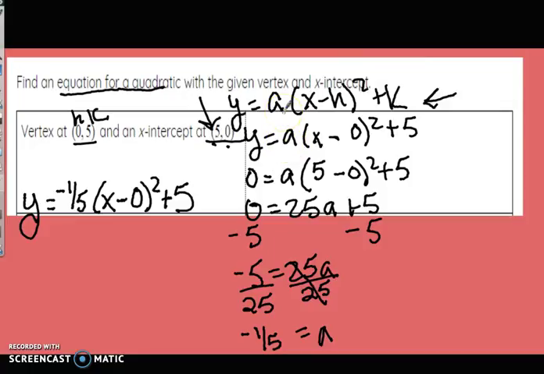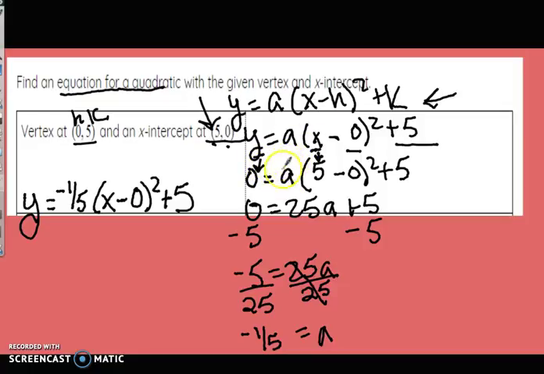Then I put in what I did know. I know the vertex. I know H and K. So I put in my H, I put in my K. Then I realized I had another point. Let's think about this for a second. Does it matter that it's the x-intercept? No, it just needed another point, right? I put in that other point as my x and my y values. Those got replaced with 5 for x and 0 for y. I plugged in my x and y for that other point.